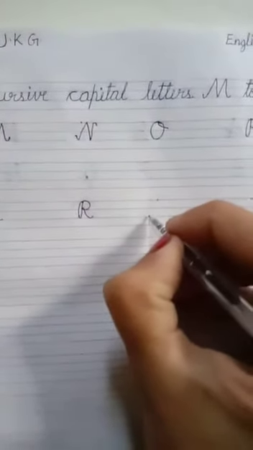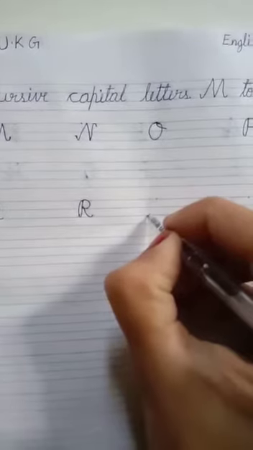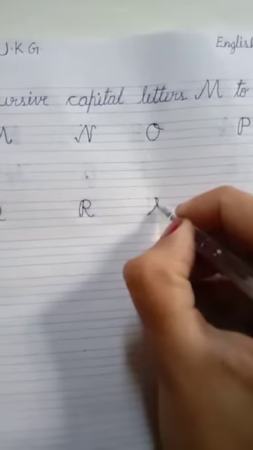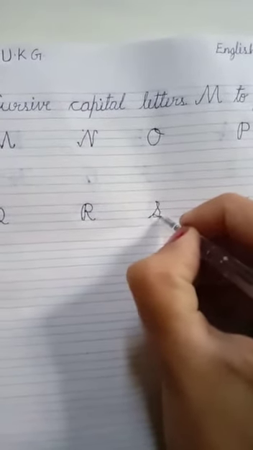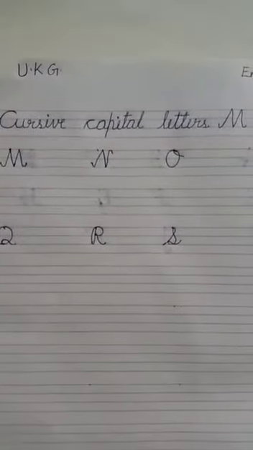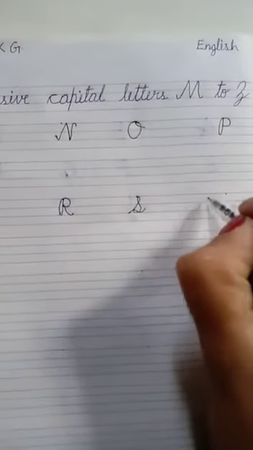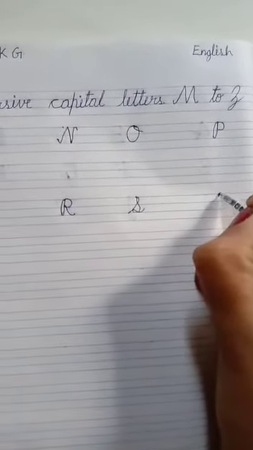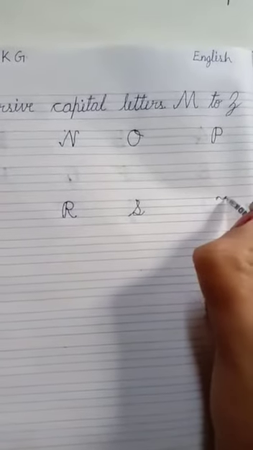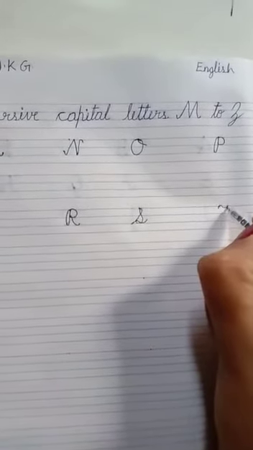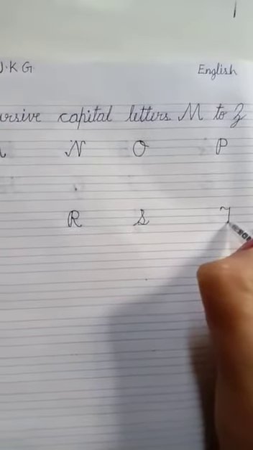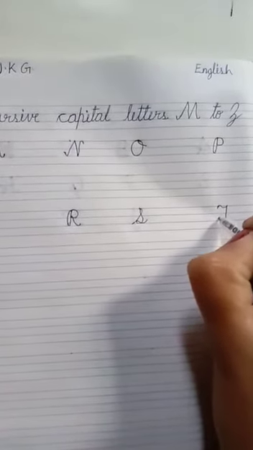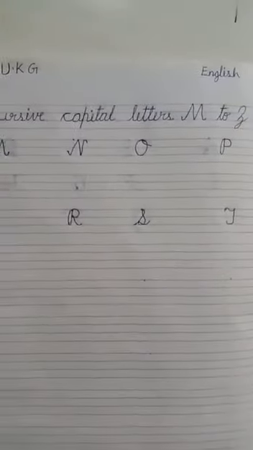Next is S. S start on the third line, on the top line and moving down like this. S. T starting with a curve, we move upwards and right along with the first line and moving down and ending on the third line with a left upward curve, like this. Okay.